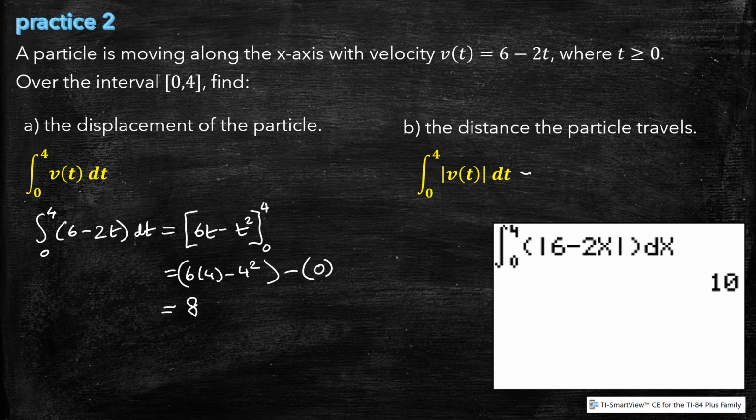So we found that the distance traveled is 10, the displacement is 8 over the same interval, which is always indicative, since they're not equal, of the fact that this particle must have turned around in the interim.